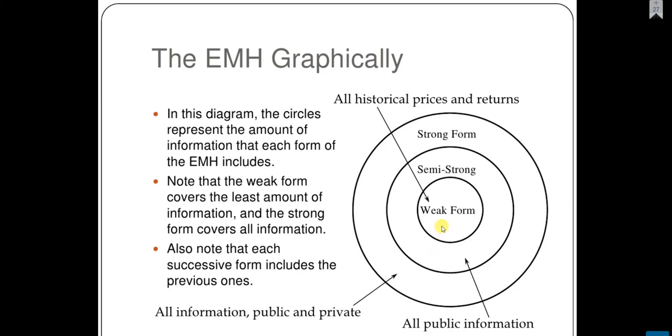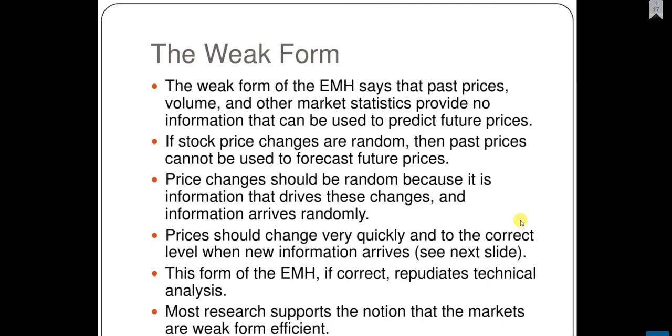Whatever information is in the weak form will be in the semi-strong, and whatever information is stored in the semi-strong will be available in the strong form. So note that each successive form includes the previous ones. Hope you understand. So let's move to the weak form efficiency.